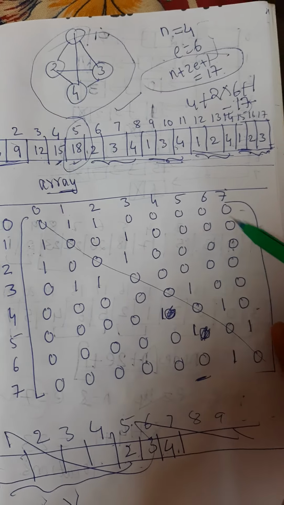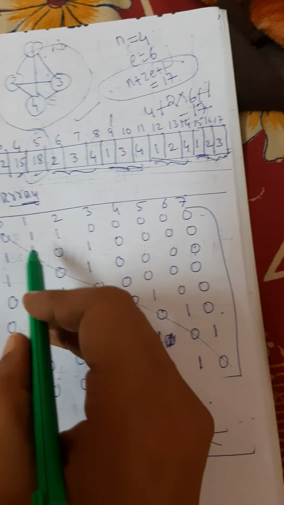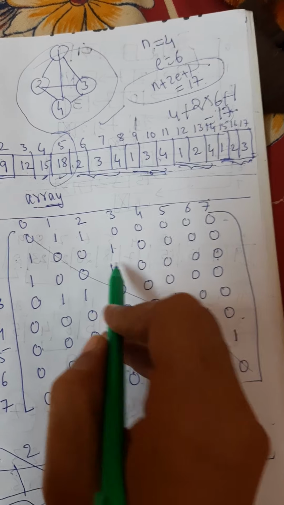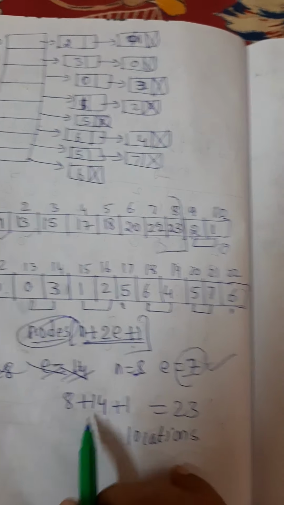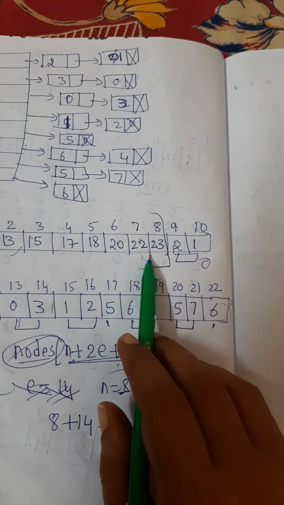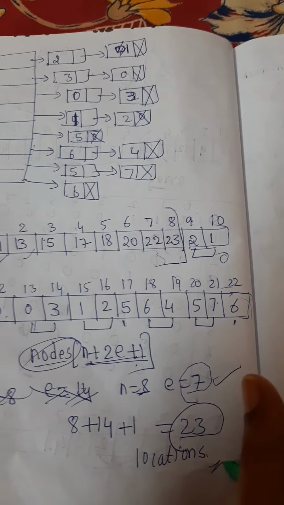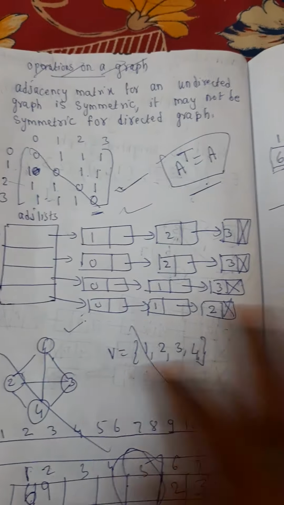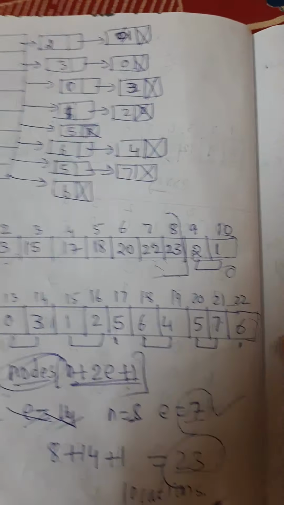So it is undirected. You just consider the upper triangular. If you consider how many ones you have in the upper triangular: 1, 2, 3, 4, 5, 6, 7. 7 ones you have. That means E equal to 7. If you substitute, we are getting 23 locations, 0 to 22. That means 23 locations. So this is the way how we represent the adjacency matrix by using the adjacency list and by using the array. Thank you.